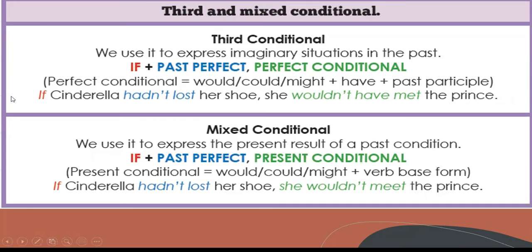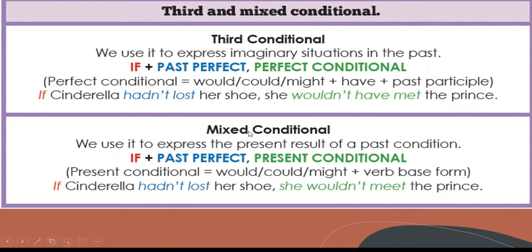So, for example, take a look at the example. It says, if Cinderella hadn't lost her shoe, I am imagining that Cinderella did not lose her shoe, okay? If she hadn't lost her shoe, she wouldn't have met the prince, okay? Then we have mixed conditional. What we said, third conditional is used to express imaginary situations in the past, okay? So for third conditional, you have to remember, it's imaginary and it is in the past, okay?